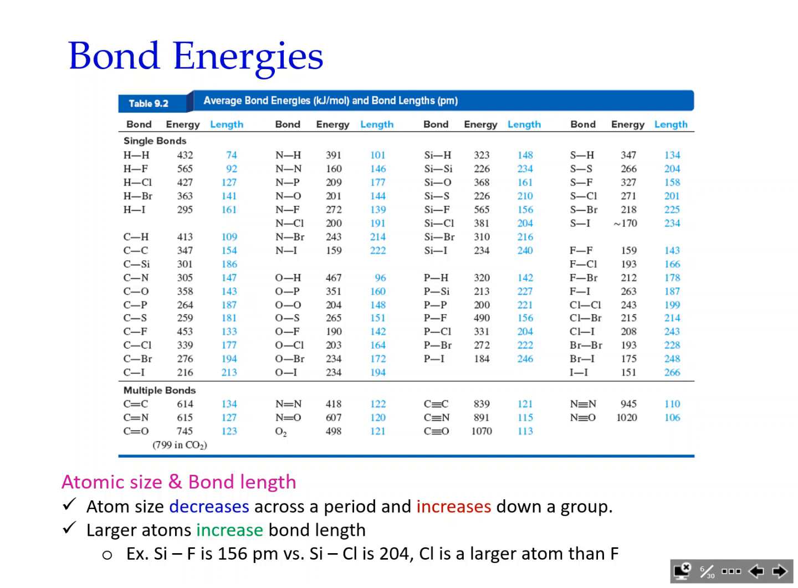For example, if you're looking at silicon right here with all of the halogens, what you should notice is Si to F. The bond energy is 565, which is incredibly high for a single bond, but we know fluorine is super attractive because it's got such a high electronegativity, and it's really small in comparison. So its bond length is 156. As you go down the group, the energies go down, but that's because the bond lengths are increasing.